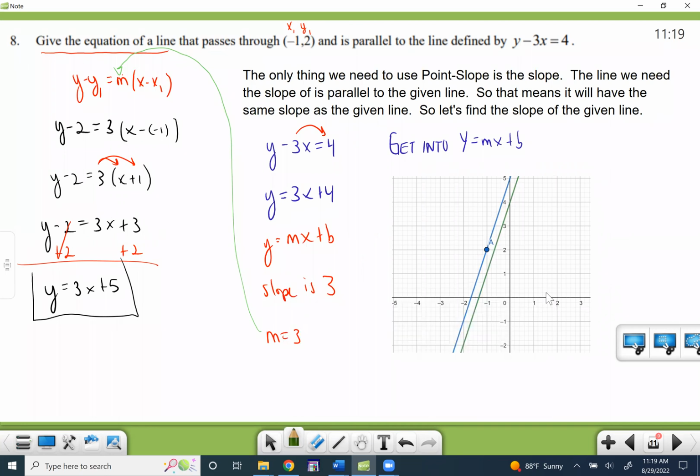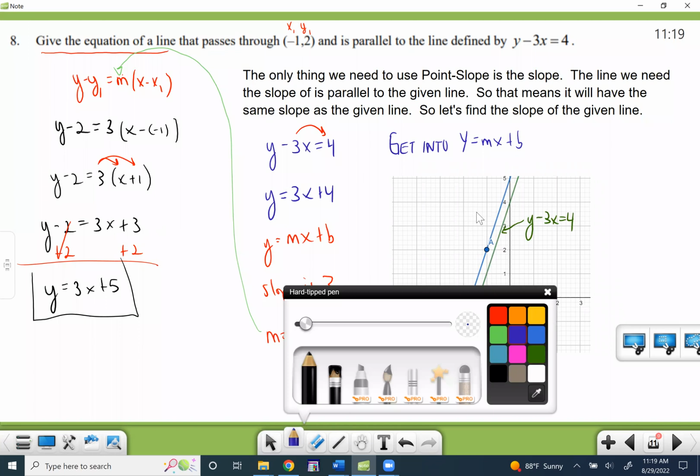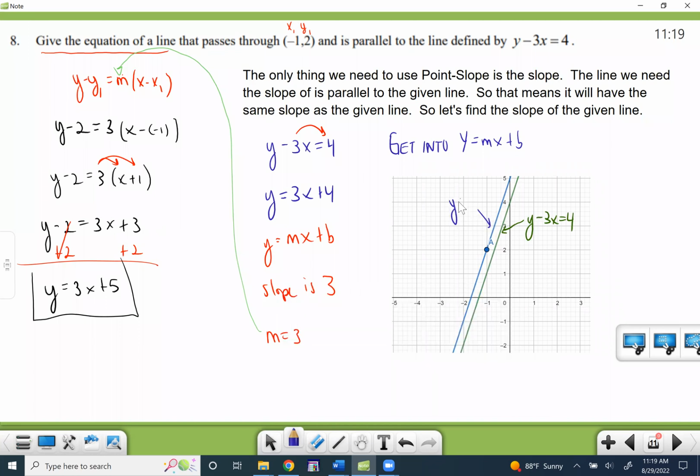Let me go ahead and label these lines, the one that they gave us in the directions. This one is... okay. This is really good, you guys.